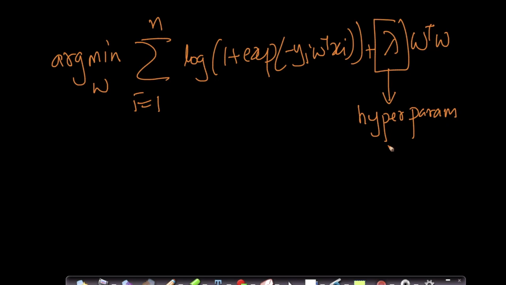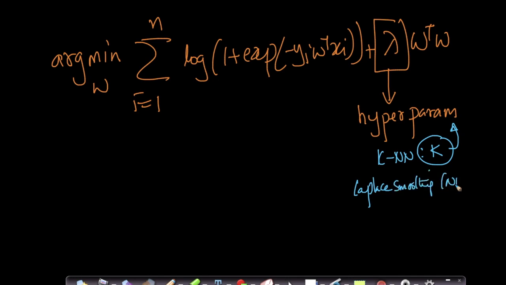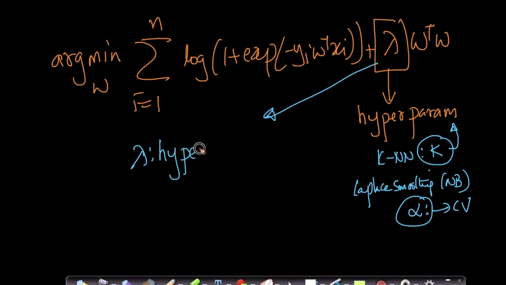So think of it. We've seen other hyperparameters, right? In k nearest neighbor, what is the right k? K is the hyperparameter. We determined it using cross-validation, isn't it? Similarly, in Laplace smoothing in naive Bayes, how do we find the right alpha? Alpha was the hyperparameter, and we found it using cross-validation. Similarly, the lambda here is the hyperparameter in logistic regression.